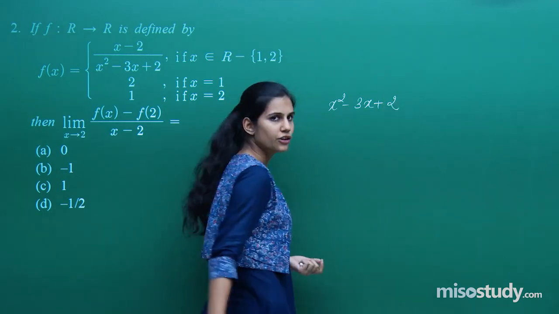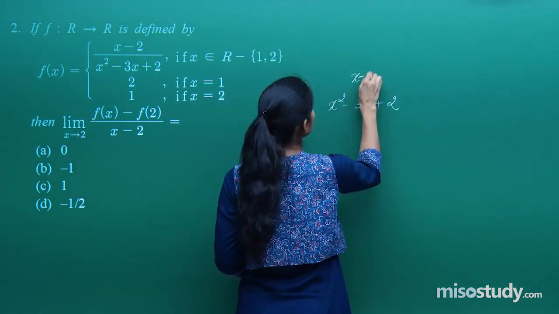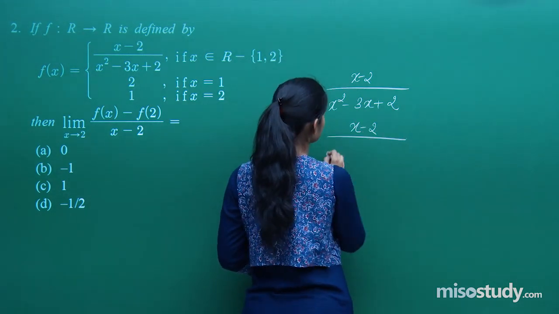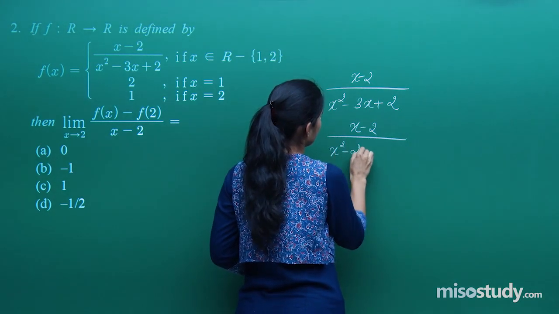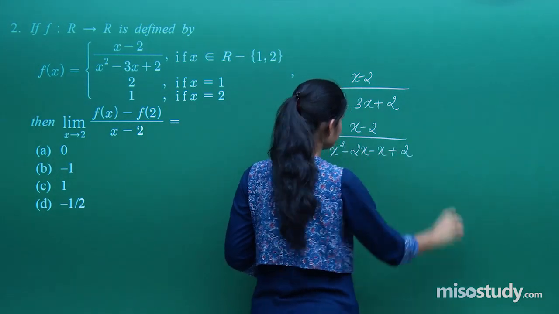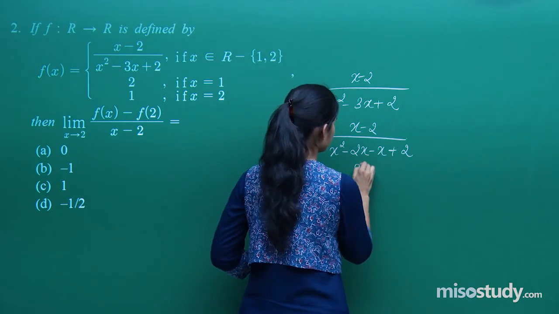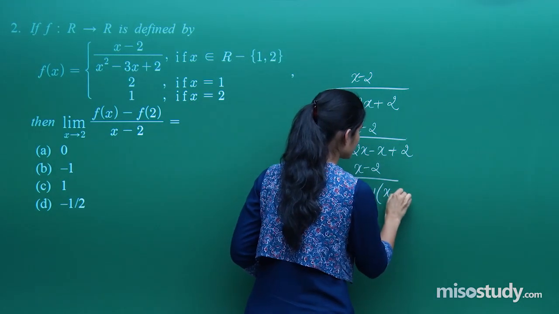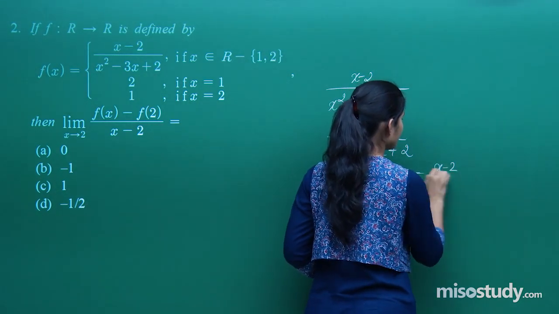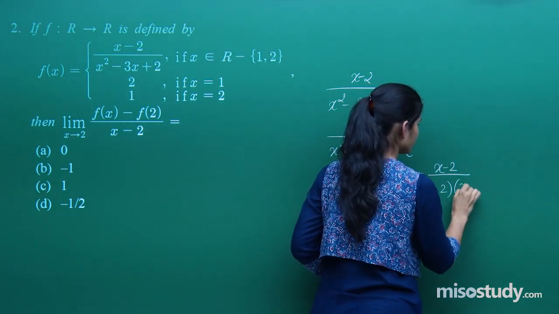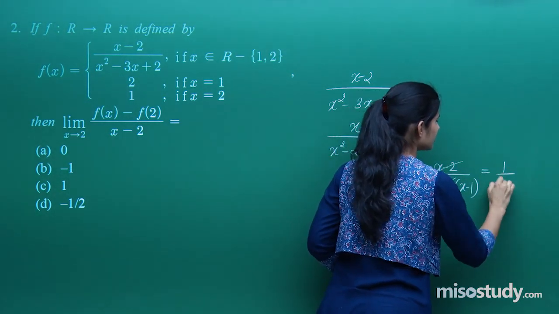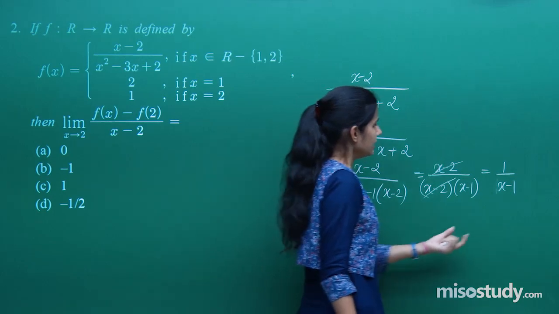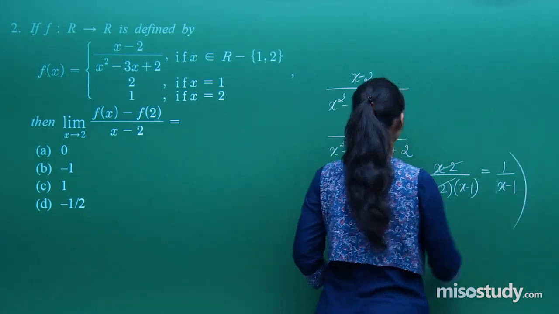Right? And in the numerator you have x minus 2. Okay, so this becomes what? This is x square minus 2x minus x plus 2, right? So this becomes x minus 2 whole upon x, x minus 2 minus 1, x minus 2. So eventually you get x minus 2 upon x minus 2 into x minus 1. This is 1 upon x minus 1. Okay? So basically your f of x is 1 upon x minus 1.